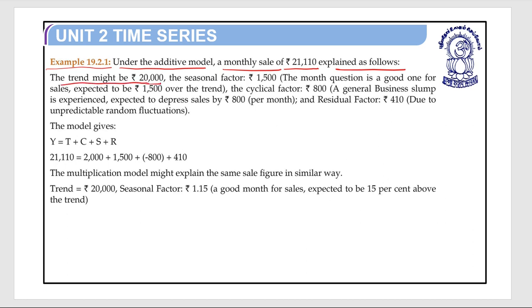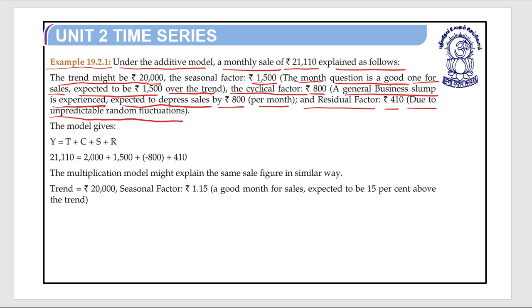Trend might be rupees 20,000. The seasonal factor is rupees 1500, the month being a good one for sales, expected to be rupees 1500 over the trend. The cyclical factor is rupees 800: a general business slump is experienced, expected to depress sales by rupees 800 per month. The residual factor is rupees 410 due to unpredictable random fluctuation.